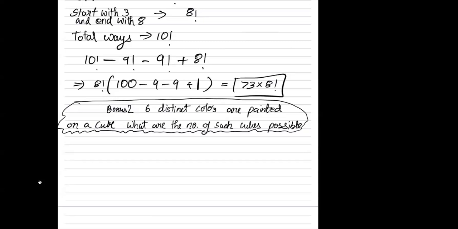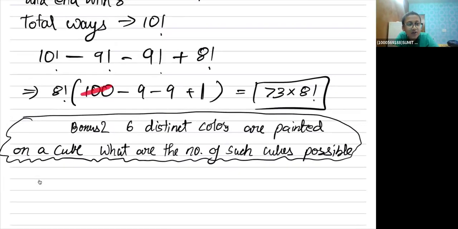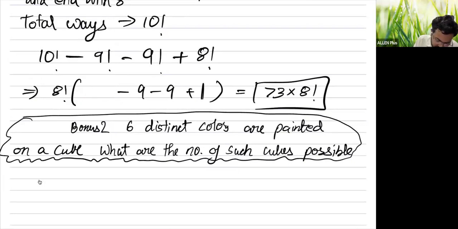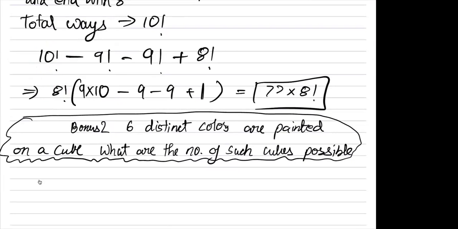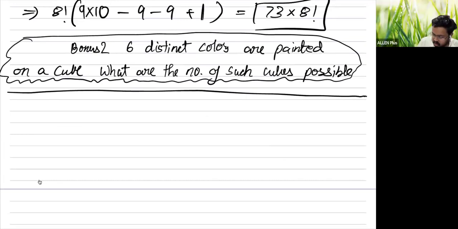Sir, is my answer for the bonus correct? One second. Oh, okay, okay. This is not 100. I did a tiny calculation mistake. See, 10 factorial, if you remove 8 factorial out common, it will be 9 times 10. So 90 minus 9 minus 9, 72 plus 1 is 73. Okay, sorry for that.